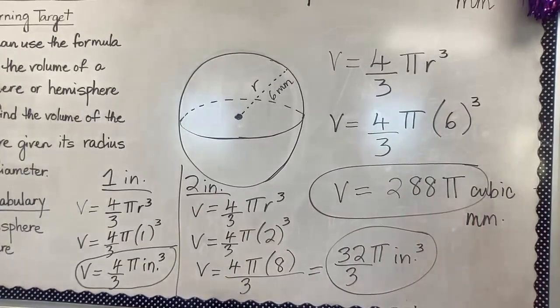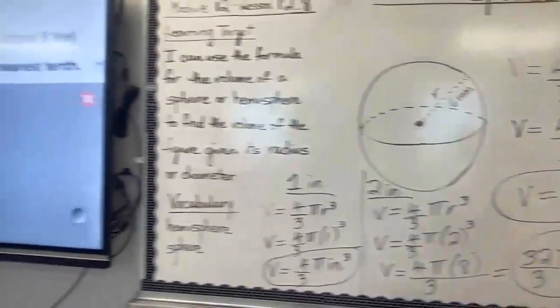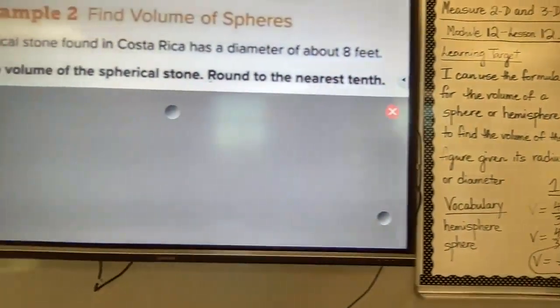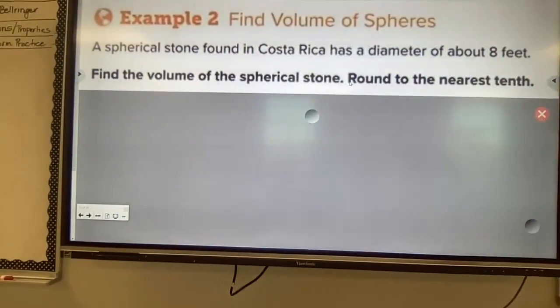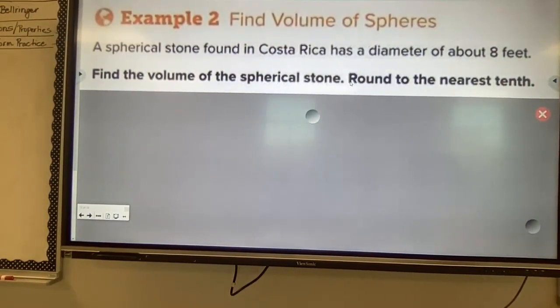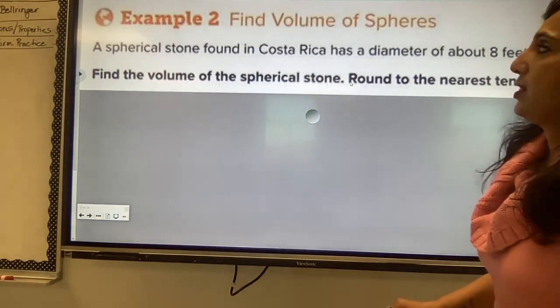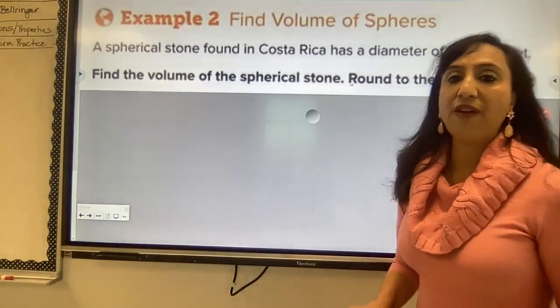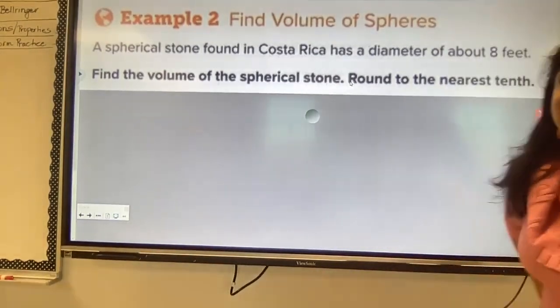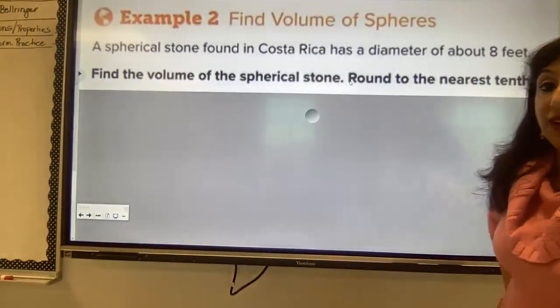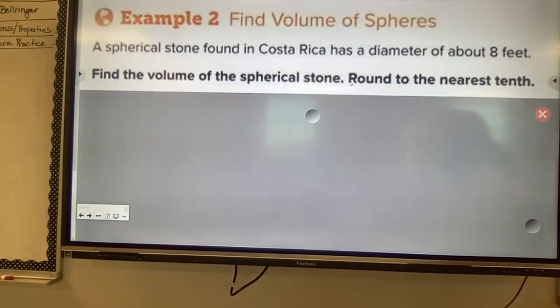Let us go ahead to the whiteboard really quick and look at this problem. It's saying a spherical stone found in Costa Rica has a diameter of about 8 feet. Find the volume of the spherical stone, round to the nearest tenths.